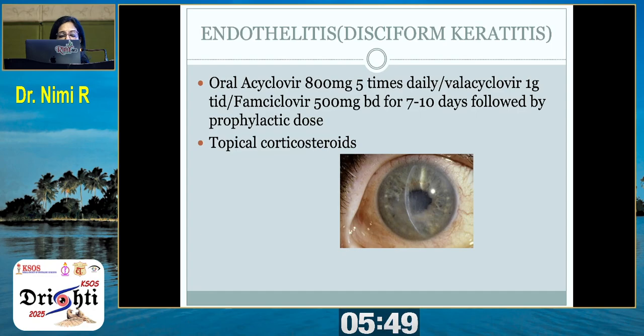In endothelitis or disciform keratitis, again oral acyclovir is given in the therapeutic dosage, that is 800 milligram 5 times daily. There are other options as well, and you can give topical corticosteroids. Apart from these, you can give adjuvant therapy like cycloplegic and AGM whenever needed.